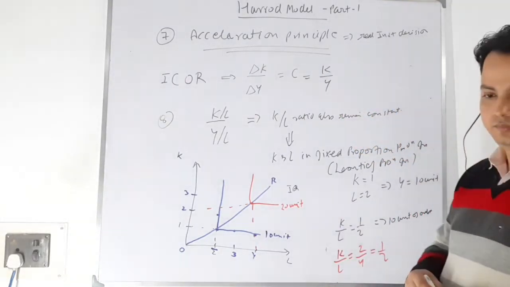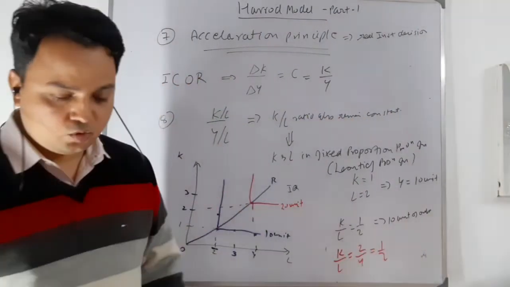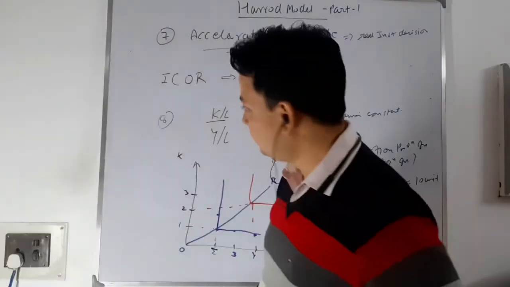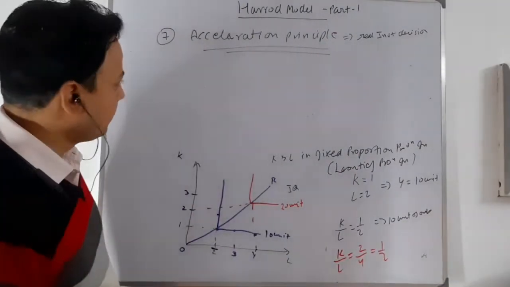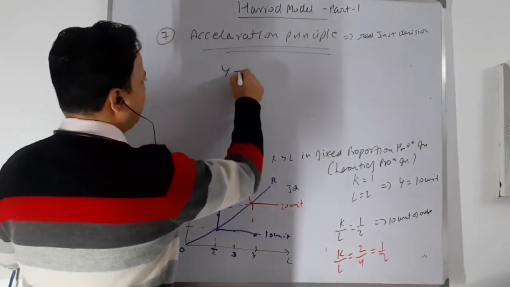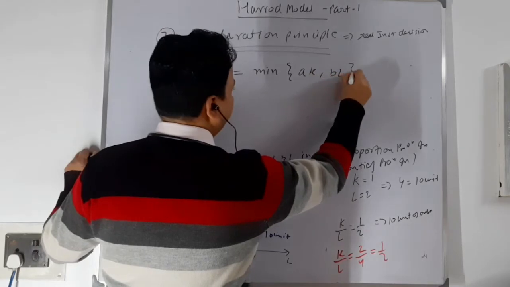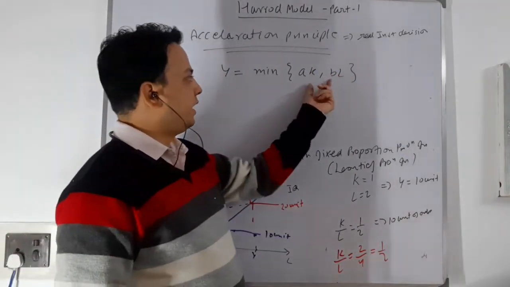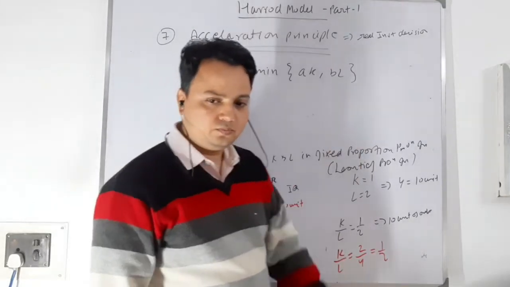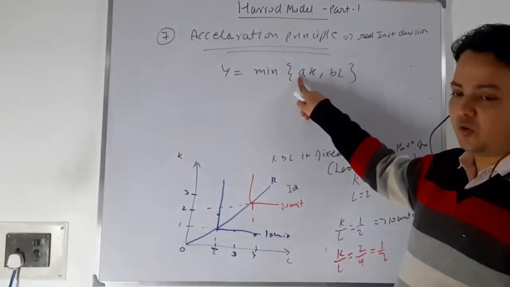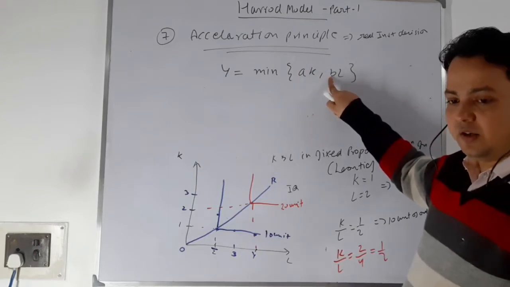Any questions, everyone? Okay, this is the isoquant you have, and if they ask you to write the equation, the equation will be like this. The production function will be: output that you are going to produce is the minimum of AK, BN. A and B are technical coefficients that represent the proportion in which capital and labor are used. This is constant.